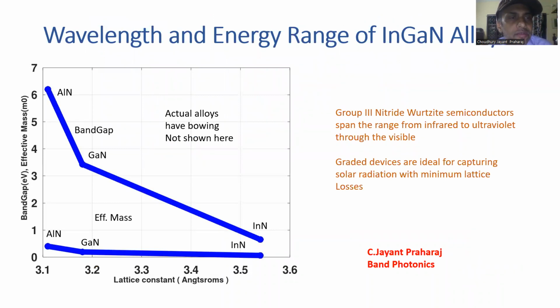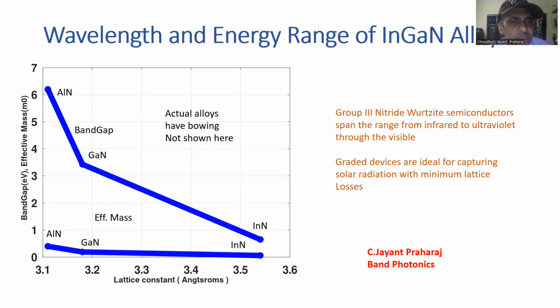So the slide here basically shows the wavelength and energy range of indium gallium nitride alloys. And as you can see on the figure on the left, the indium gallium nitride alloy system covers the band gap range, or energy range, from the infrared to the ultraviolet through the visible. And you can see that the indium nitride band gap is about 0.7 to 0.8 electron volts, while the gallium nitride band gap is about 3.4 electron volts.